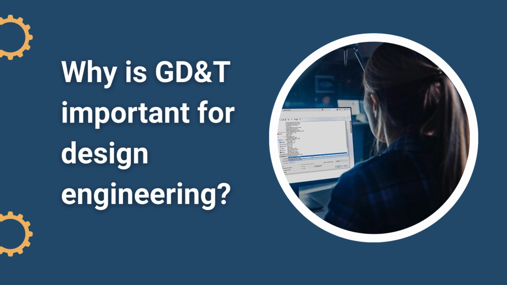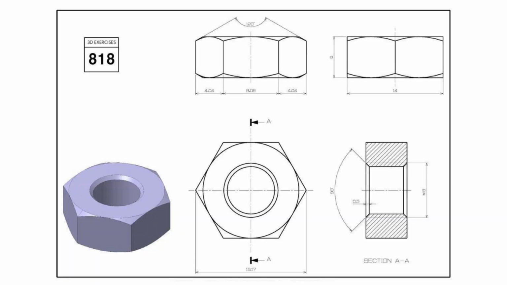Why is GD&T important for design engineering? Let's break this topic down with a clear example. Take an example of this hexagonal model. It is detailed with clear dimensions but does not mention any tolerance symbols. Look at the dimensions: 14 mm, 16.17 mm, 90 degrees and M8. All of them are mentioned without applying any kind of tolerance.